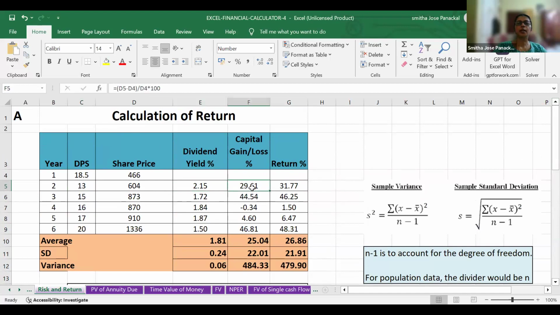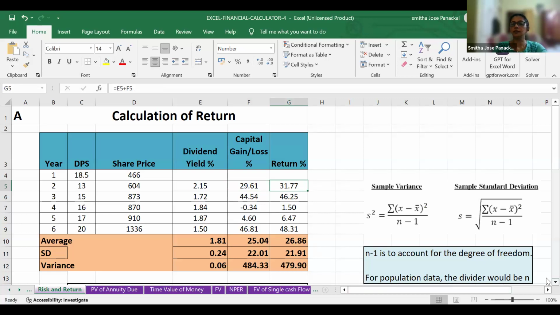Then how will you calculate capital gain yield? Capital gain yield means D5. What is D5 here? D5 is the second year's share price minus the previous year's share price divided by the previous year's price. That is P1 minus P0 divided by P0, into 100. Then the final return or total return, you can add dividend yield plus capital gain yield.